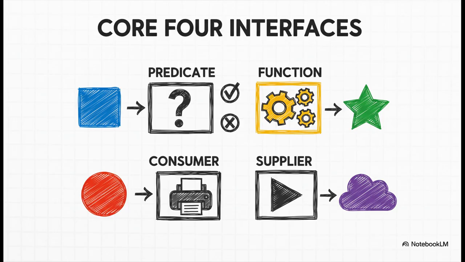A predicate, you put something in and it spits out a true or false. A function, something goes in and something new comes out the other side. A consumer just kind of eats the input. The value goes in and that's the end of the line. And the supplier is the total opposite. Nothing goes in, but it creates a value for you out of thin air.